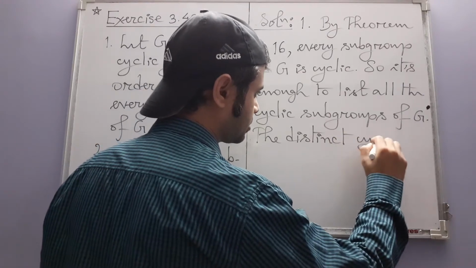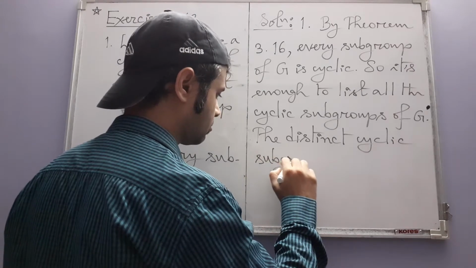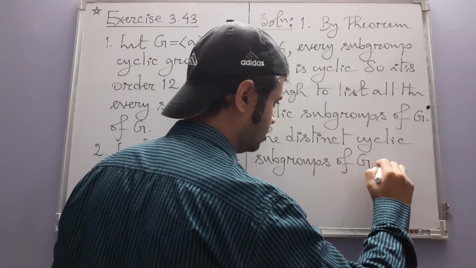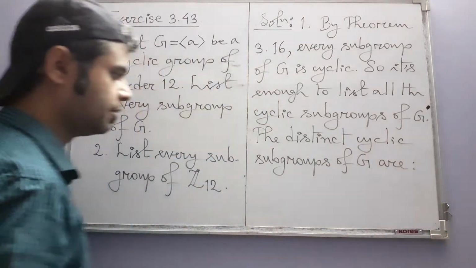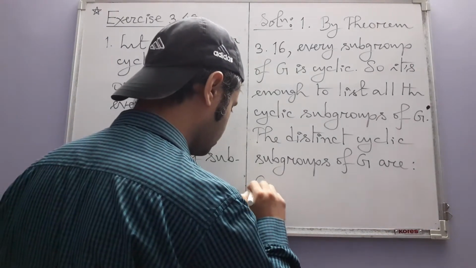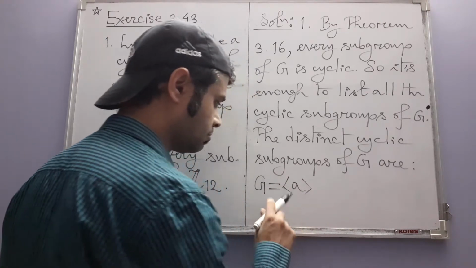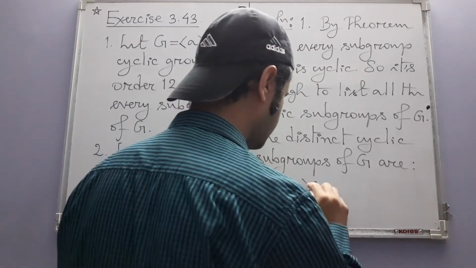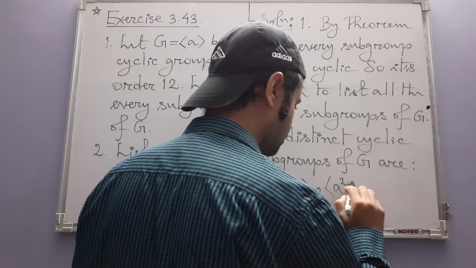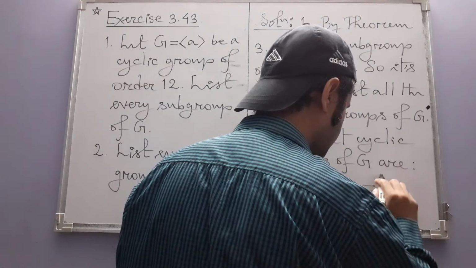The distinct cyclic subgroups of G are these. One of them is of course G itself, which is generated by the generator of G, that is A. Then we have the cyclic subgroup generated by A squared, whose elements are these.